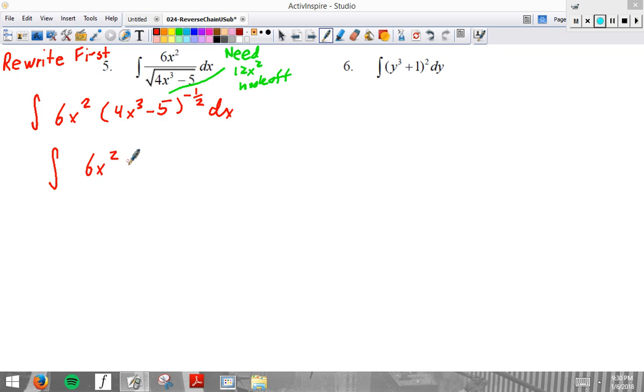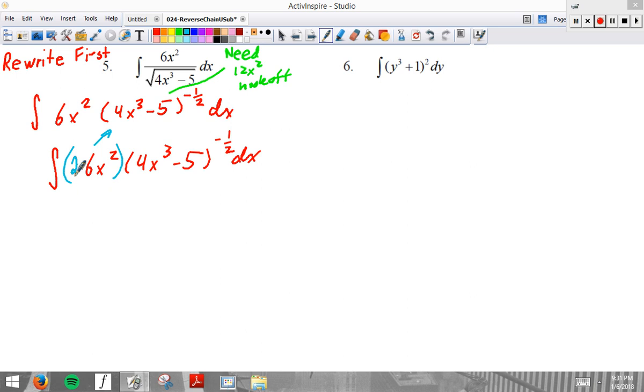Leave them one more space. Now, please do not FOIL in. When you have a power in the group, you can't distribute. It drives me crazy. Anyway, so we need a hook off. Well, if I multiply 2 times 6x squared, that whole thing would be the hook off.